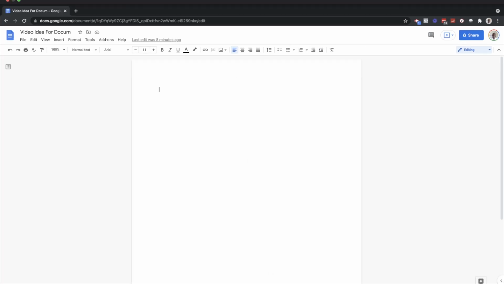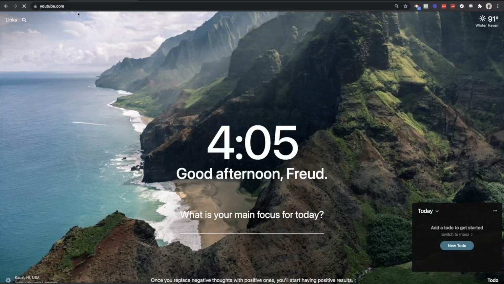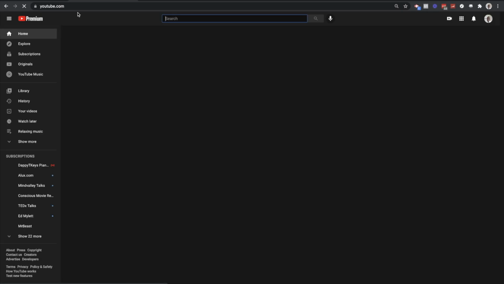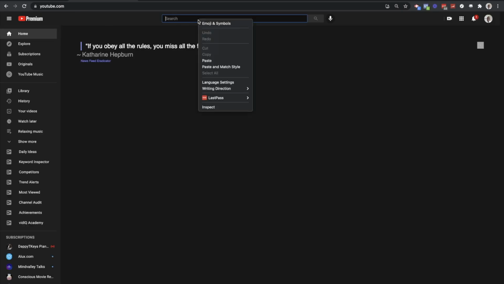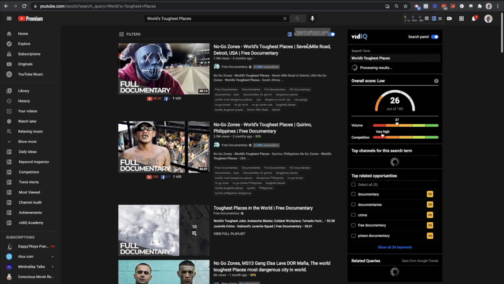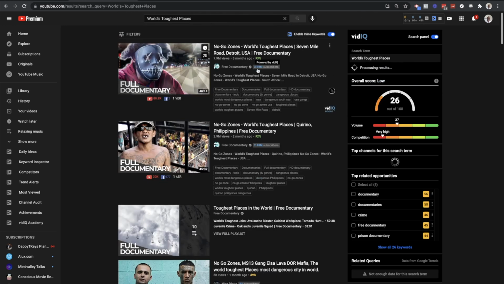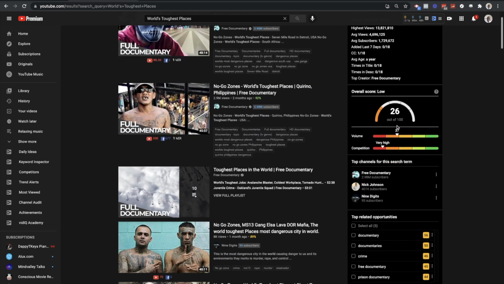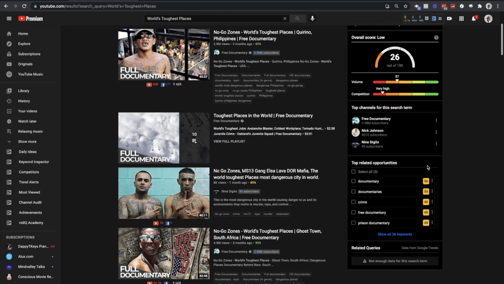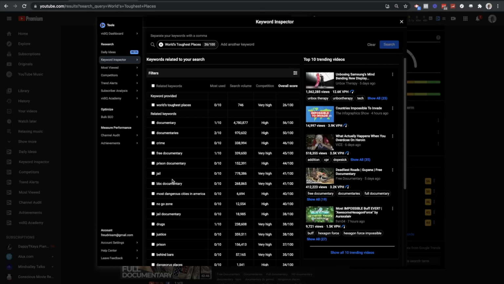Now I'm on Safari. Let me go to Chrome. Alright, so I'm gonna paste it, or you can just go to the vidIQ website as we talked about, and go to keyword research, and you can actually paste the title. And I want to see the search volume. So world toughest places, 700. Competition is very high, which is understandable.